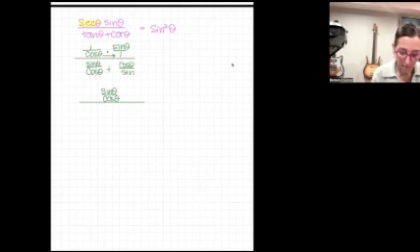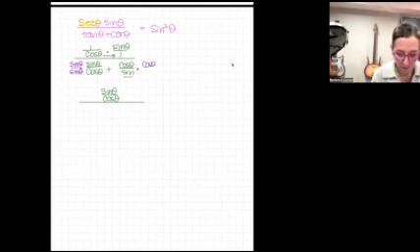Since the left fraction already has cosine in the denominator, I'm going to multiply top and bottom by the denominator that it's missing, which is sine theta. And then I'm going to do the same thing to the fraction on the right. The right fraction has sine theta in the denominator, so I need to multiply top and bottom by cosine theta. Great. Now I'm going to multiply across.